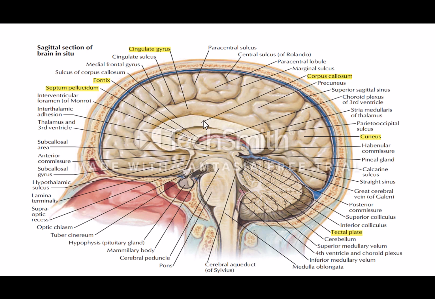We said this corpus callosum is a commissure, which means it's a white matter communication between the right and left cerebral hemispheres, and we say it's the largest bundle of white matter. And then just in front there, you have the anterior commissure, which is a smaller white matter communication between the right and left cerebral hemispheres.